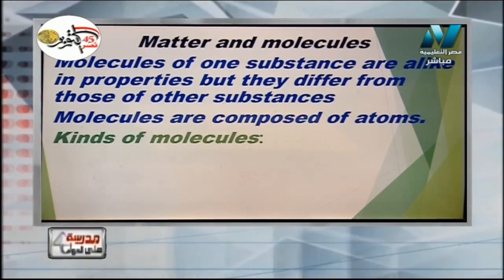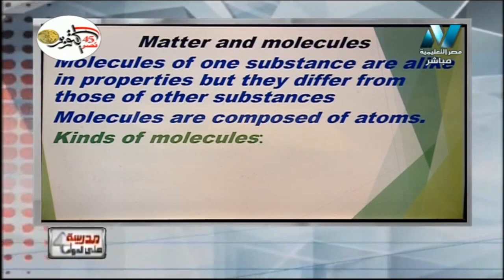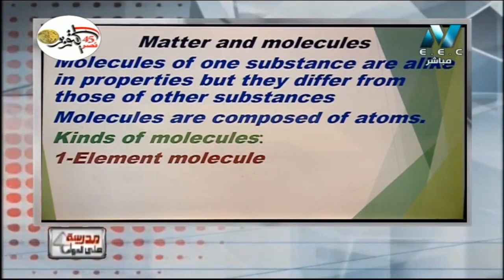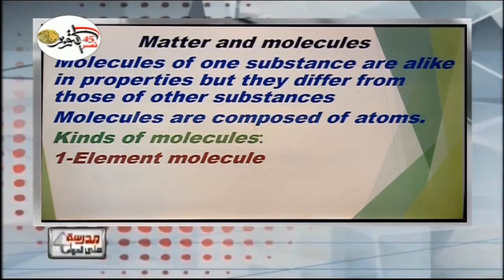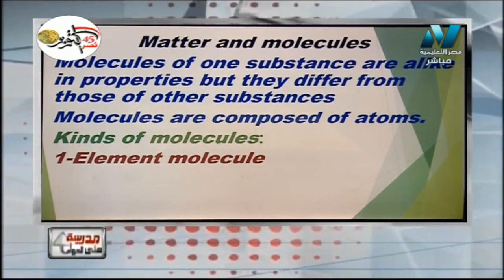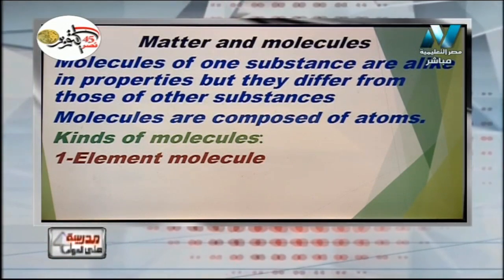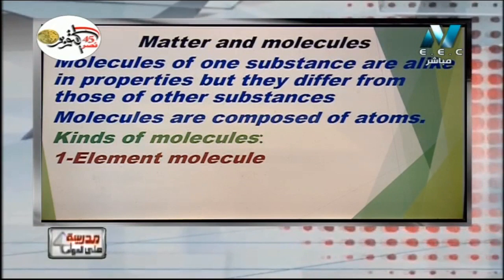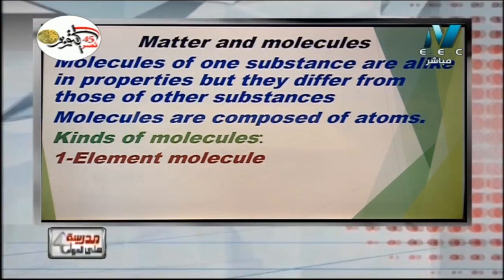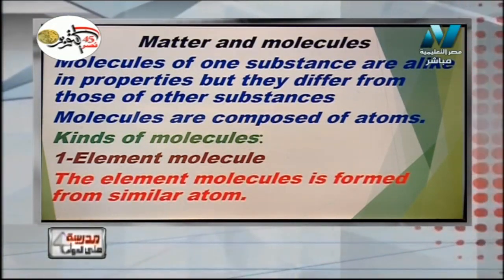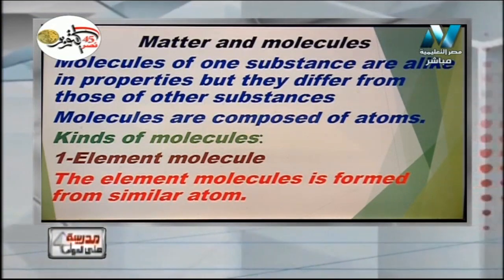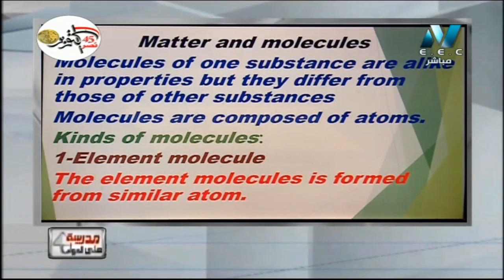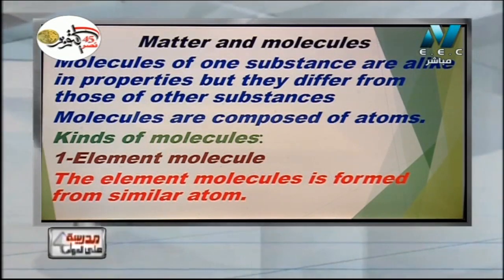What are the kinds of molecules, my dear students? We have many kinds of molecules. Number one, we have element molecule. Number two, compound molecule. What are the differences between element molecule and compound molecule? The element molecule is formed from similar atoms. Similar atoms.